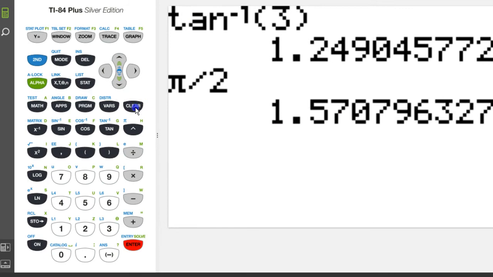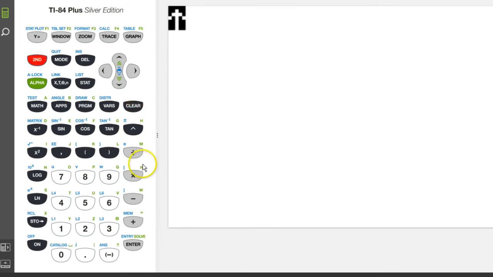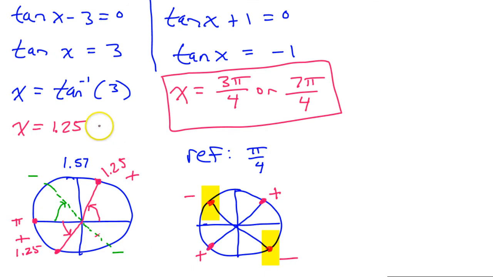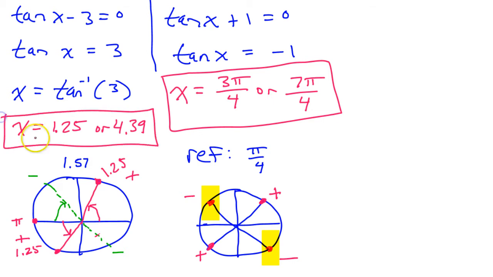Okay, so let's do that. If I do pi plus 1.25, I get 4.39. Okay, so in decimal form, these are the 2 solutions from this side. So put it all together, and we have 4 solutions. Now, if there's a way to do that without a calculator, I haven't figured that out yet. I'll get back to you.